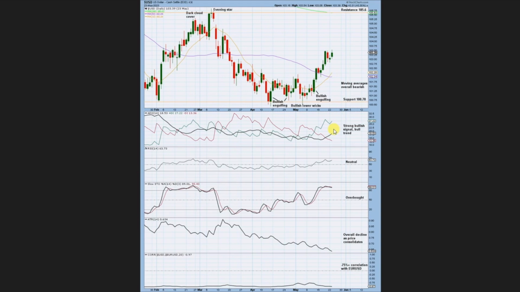ADX showed a strong bullish signal where it was trading below both DX lines, rapidly rose above the negative DX line, and is now showing a bull trend with a lot more to go before it reaches extreme. RSI is neutral, stochastics are overbought. ATR has been overall declining as price has been consolidating, so the range is shrinking.